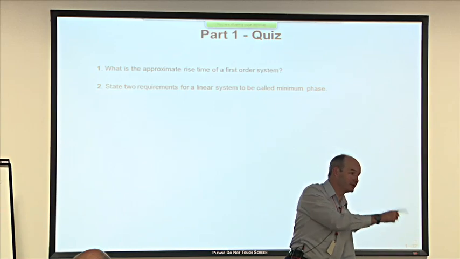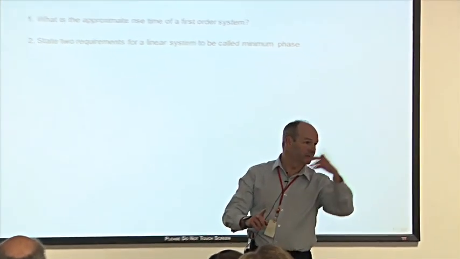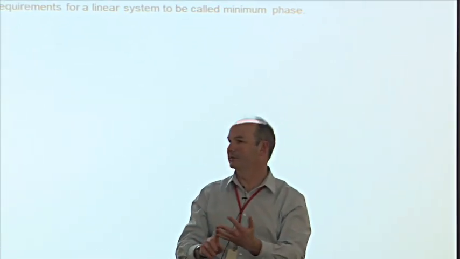No right half-plane zeros is a good one. Anybody else like to give me another one? Stable, that's good. Somebody else would probably give me another one there. No time delay would have been great. No poles on the imaginary axis except at the origin. Great.